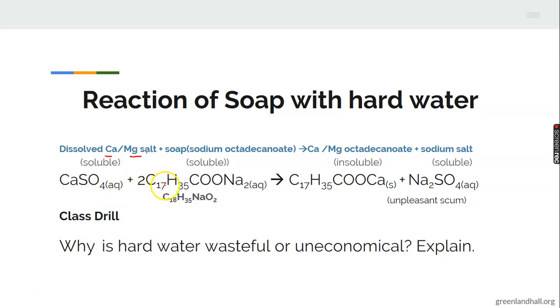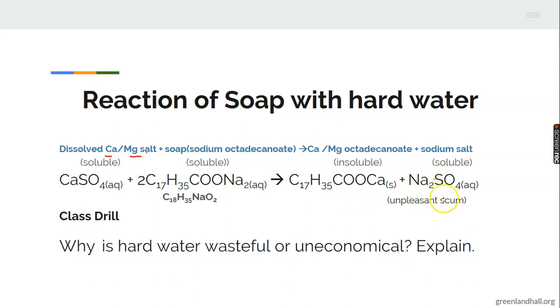Reacting with octadecanoate, which is the formula for our soap right now. What happens there is that it displaces the sodium and reacts with the organic parts, giving us this, which is scum, unpleasant scum, which is formed on your clothes when you are washing, and the other one is soluble in water.